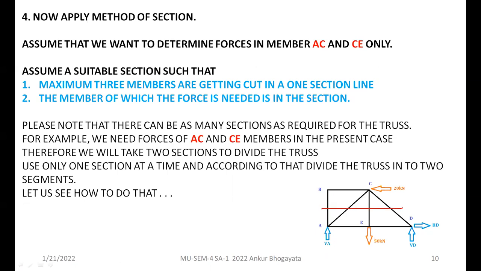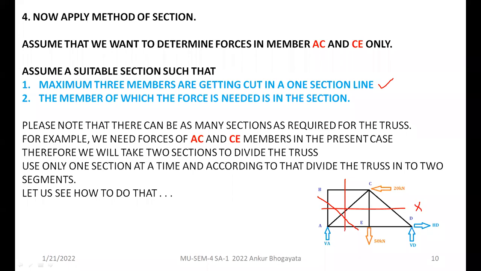If I take a section like this, it won't work. It is not correct. Why? Because it is not satisfying the first condition. You will see that this line is cutting 1, 2, 3, 4 members together, which is not allowed. So what are the other options? You can select a section like this. That cuts 3 members together, 1, 2, and 3.